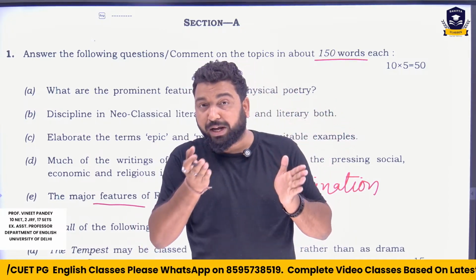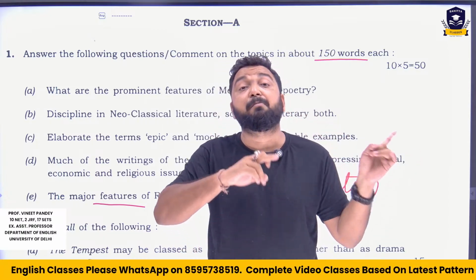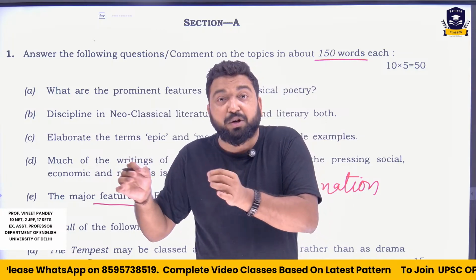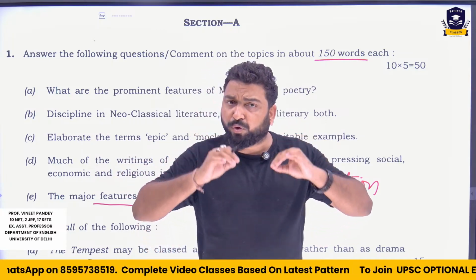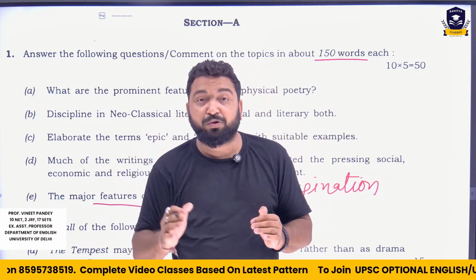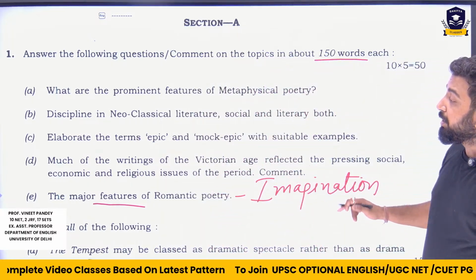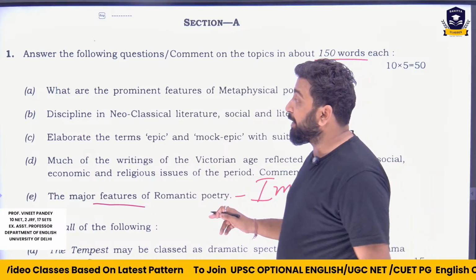But then they come to reality. When they come to reality, they become melancholic. When they are melancholic, they find isolation. They are secluded away. And then they want to leave the world. That is escapism. So imagination, melancholy, nature, escapism, all these are the major factors of romantic poetry.